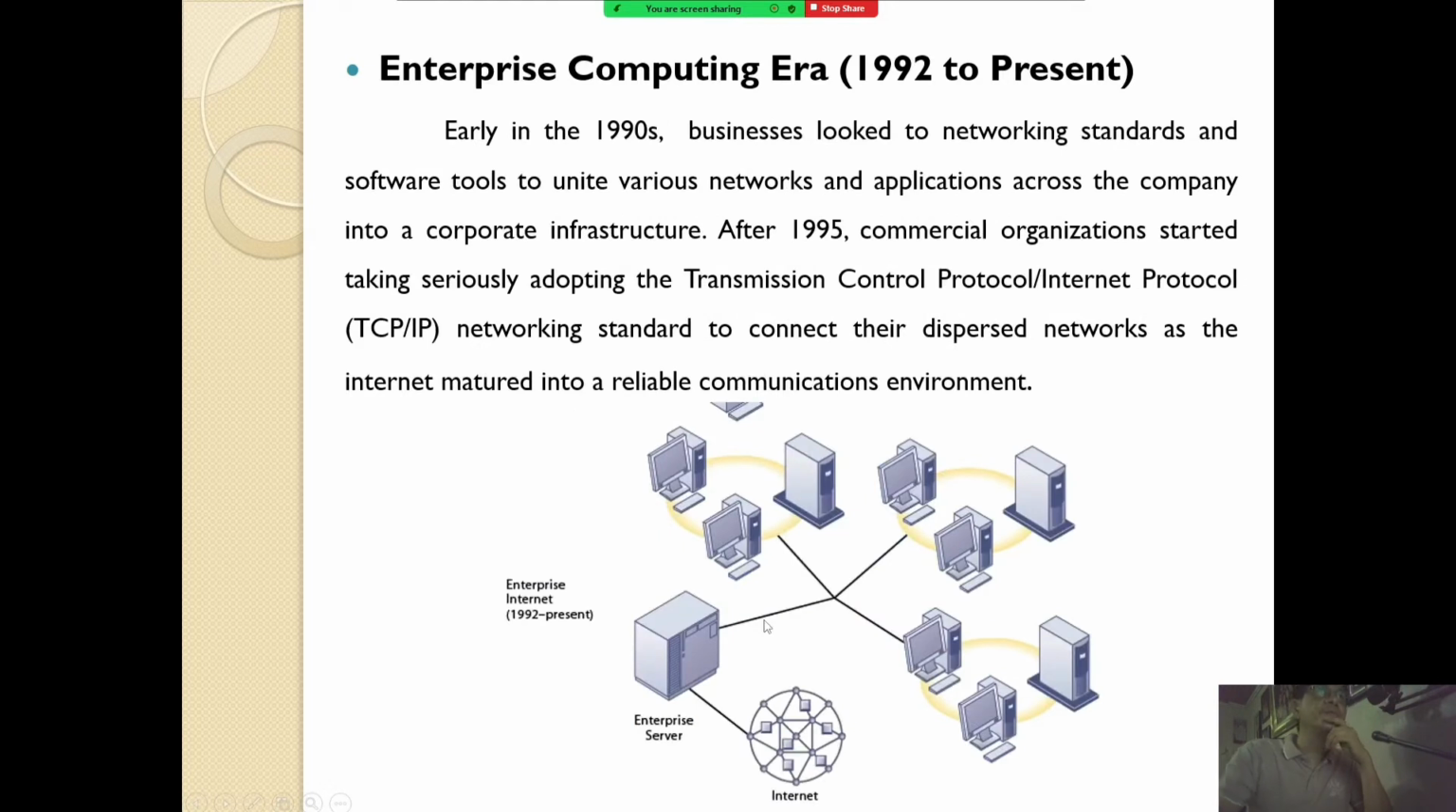So the enterprise computing era, that is 1992 to present. In the early 1990s, businesses looked to networking standards and software tools to unite various networks and applications across the company into a corporate infrastructure. After 1995, commercial organizations started seriously adopting the Transmission Control Protocol/Internet Protocol, or TCP/IP, networking standard to connect their dispersed networks as the Internet matured into a reliable communication environment. So you can see here the enterprise internet at present. With the internet, there are so many who can use it.